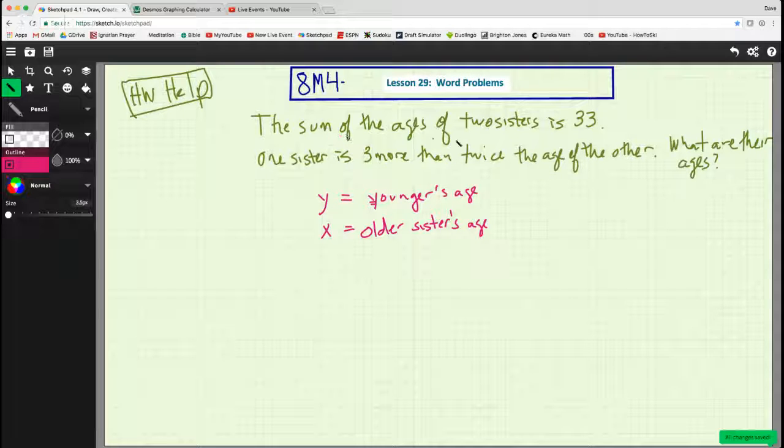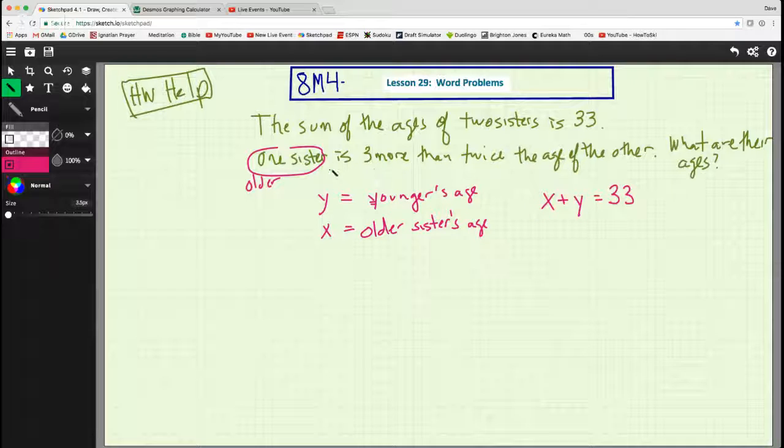So the sum of the ages of the two sisters is 33. That's not too hard. We saw that on the last one. The sum of their ages is 33. One sister is 3 more than twice the age of the other. So this has got to be the older sister.